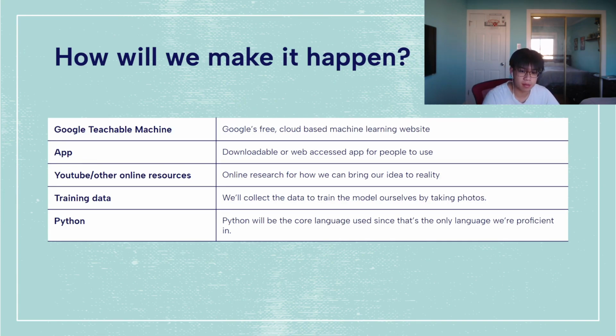Now, how we're going to make this happen is we're going to use Google. Google offers a way to train machines for free. So that's going to be sort of the backbone of it. We're going to have an app, of course. Can't do anything without a way to actually use it. YouTube to learn. Obviously, we're not professionals. We're going to need to be learning to accomplish what we need to do.